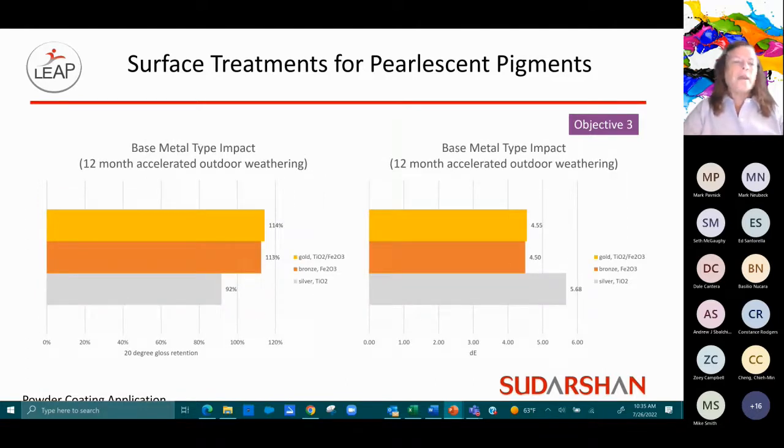And then from the metal oxide type, objective number 3, here we are taking a look at the silver, which is the TiO2. It definitely has a poorer response with respect to both gloss retention and color retention versus the iron oxide only, which is the bronze, and even the combination TiO2 and iron oxide, because the iron oxide is on top of the TiO2, so it protects that photo degradation aspect of it.